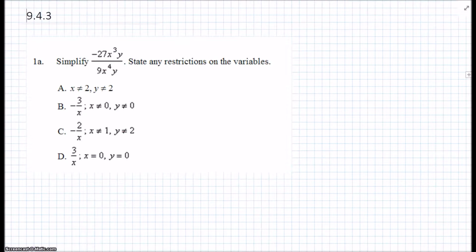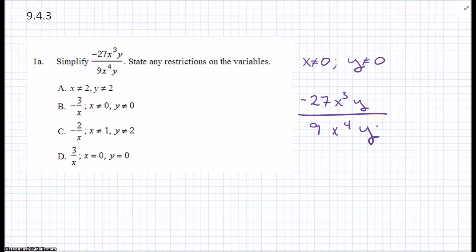All right, next example. Simplify -27 x cubed y over 9 x to the 4th y. State any restrictions. Right now, based on what we see, we know x cannot equal 0 and y cannot equal 0, because if either of those were zero, the denominator would be 0, and that's not right. So let's look at it again: -27 x cubed y over 9x to the 4th y.